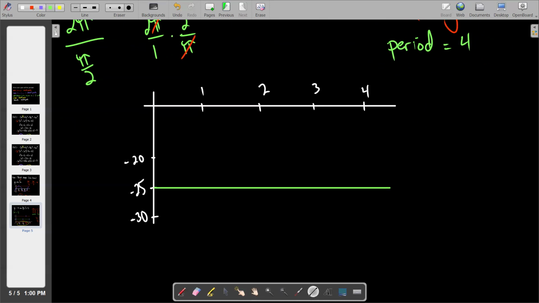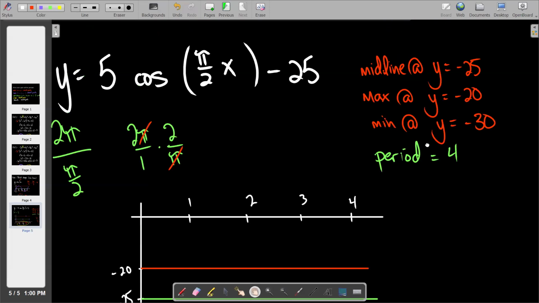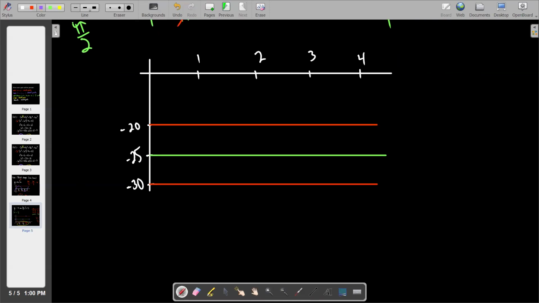Midline, high cap, low cap. And since it's a cosine that has a positive number in front of it, we start high. So we're going to start up here. And we're going to go boop, boop, boop, boop, boop, like that.